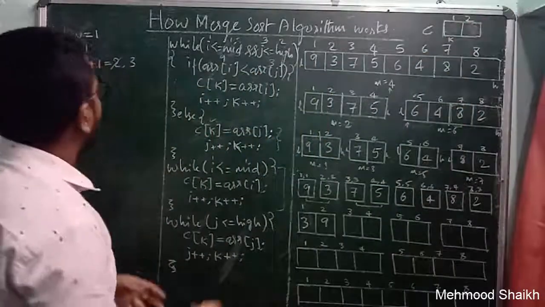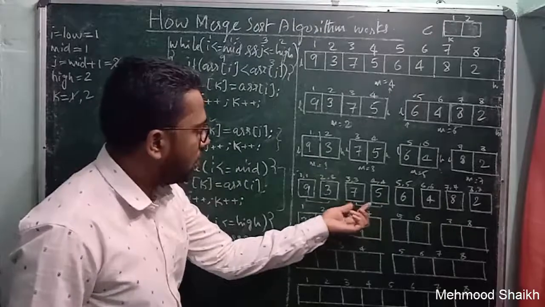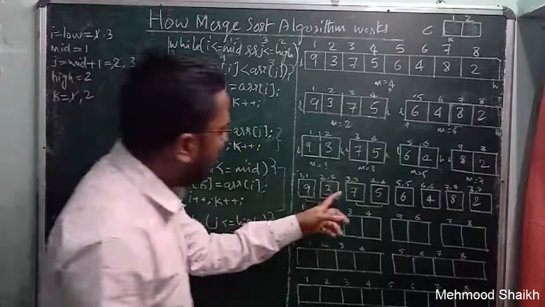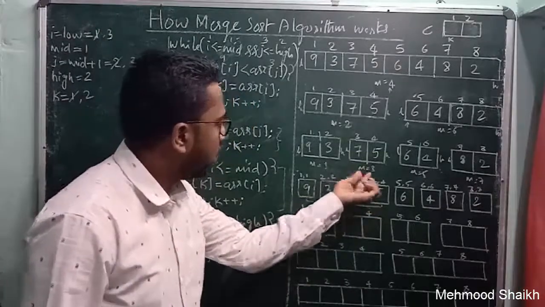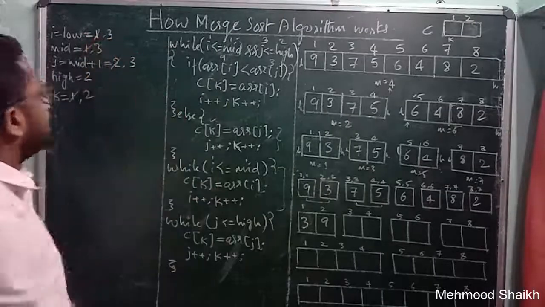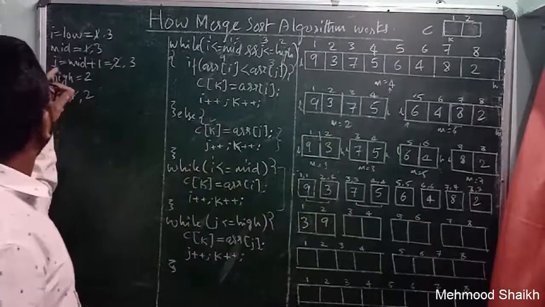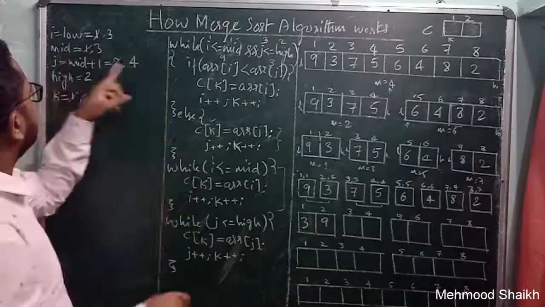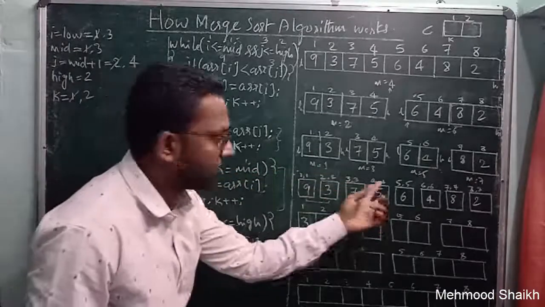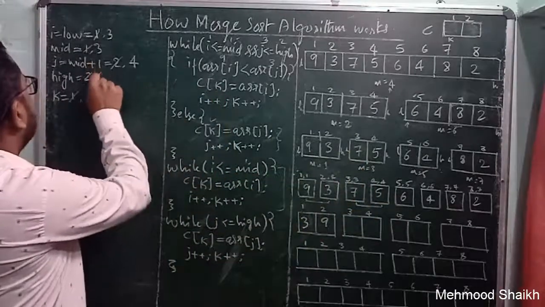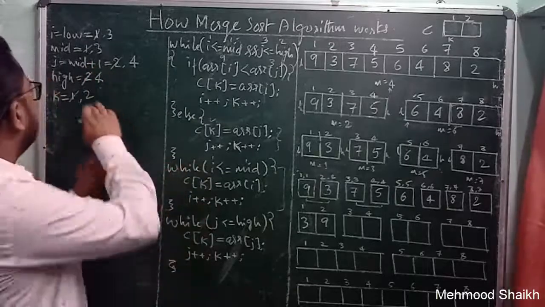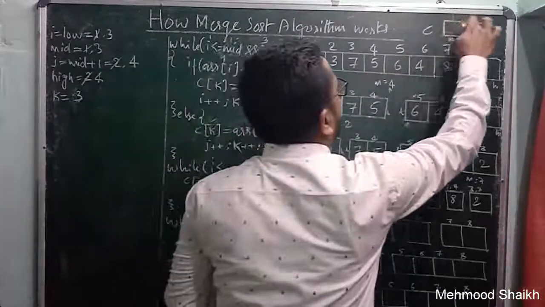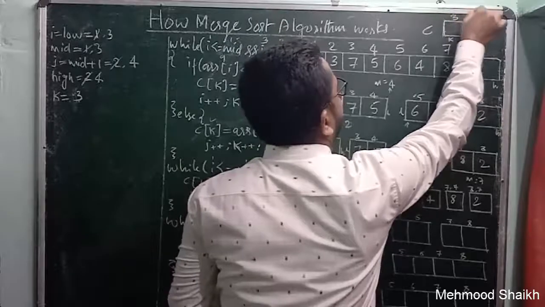Now for these two subproblems, our i value is 3, so we need to change it to 3. And for these two subproblems, what is the mid value? The mid value is 3, so we need to change mid to 3 as well. And what is j? j is mid plus 1, so 3 plus 1, which equals 4. And high, for these two subproblems, is 4, so we will change this to 4. And we need to set k to 3. So now here we have 1, 2, 3 and 4.